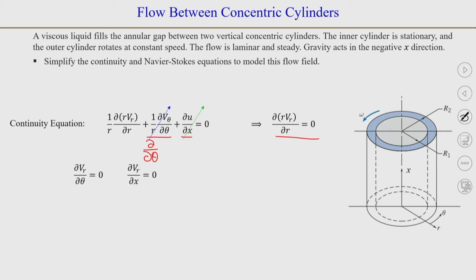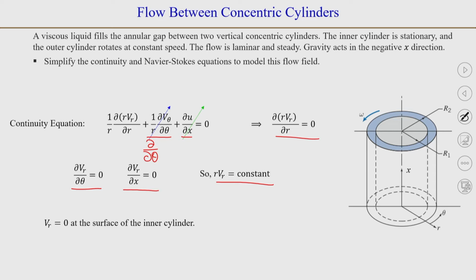We can also take into account the fact here that the derivative of v_r with respect to θ is 0, because the gradients along the θ direction are 0, and ∂/∂x of v_r is 0 because gradients along the x direction are 0. So, that means v_r is not a function of θ and x, and we can use this as an ordinary derivative also. So, r v_r will be a constant. Now, r v_r is a constant. So, v_r will be constant divided by r.